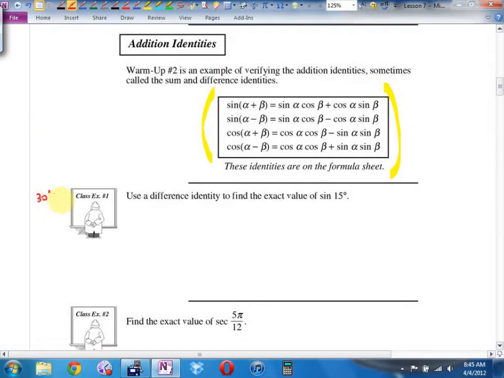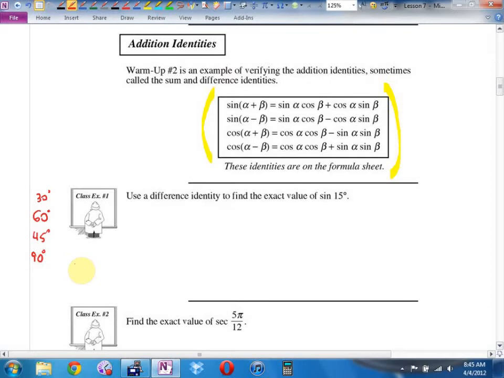Yes? What other angles do we know? 60. What else? 45. And 90. And any multiples of those. So here's my question. Can you use two of those angles to write an addition or subtraction question that works out to 15 degrees? Amanda, which two?